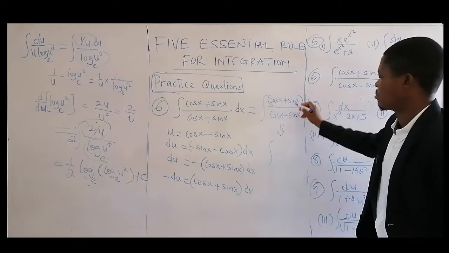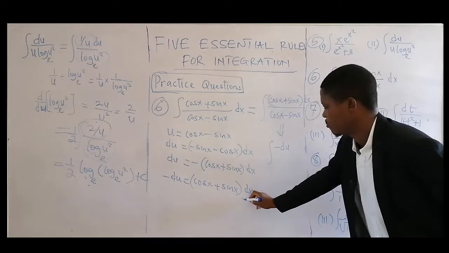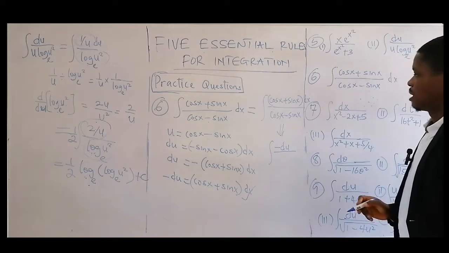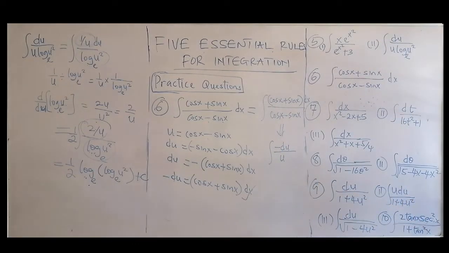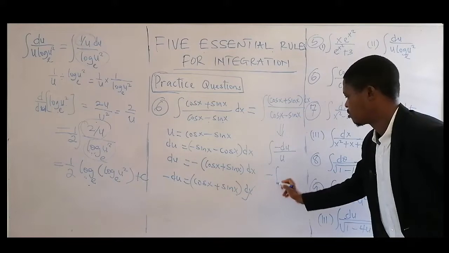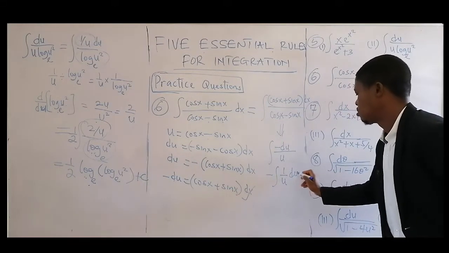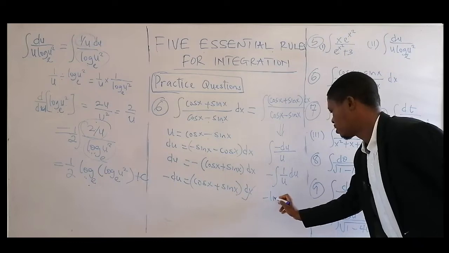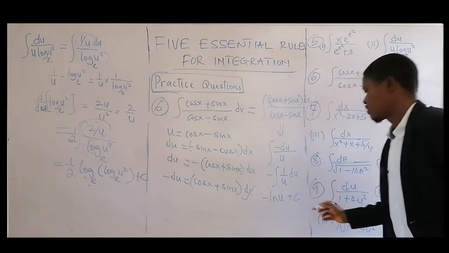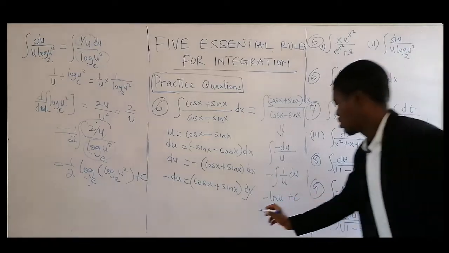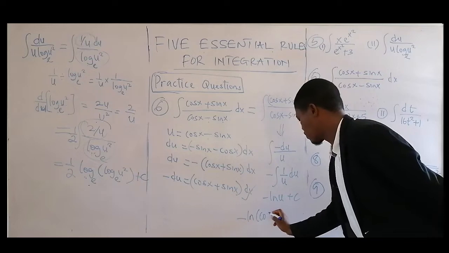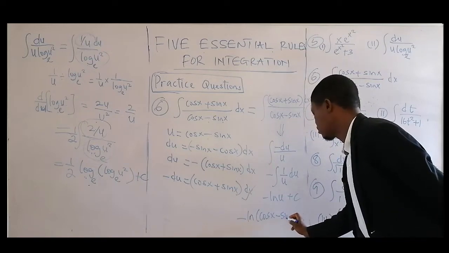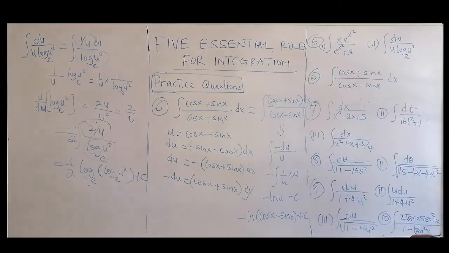So in that case, you can make your substitutions. This numerator is the same thing as minus du. Check it. Minus du all over u, since your u is the denominator. Can you take this minus out? So that will be minus the integral of du over u, and that's equal to minus ln u plus c. Then return your u back, which is cos x minus sin x. So minus ln of cos x minus sin x plus c. That's my answer.